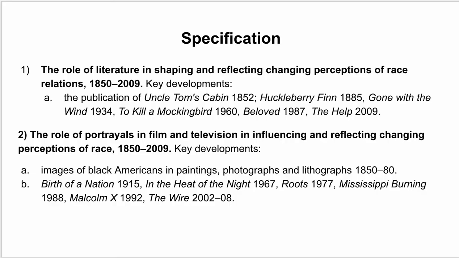Then the second point is about changing portrayals in film and television. It's also got paintings and photographs and lithographs from the 19th century as well. So if we include that, the paintings, photographs, and lithographs, then we've got Birth of a Nation, In the Heat of the Night, Roots, Mississippi Burning, Malcolm X, and The Wire. So there's kind of 7 things in the specification there that you could talk about. So there's kind of 6 novels and then 7 visual things, film, TV, and photographs.